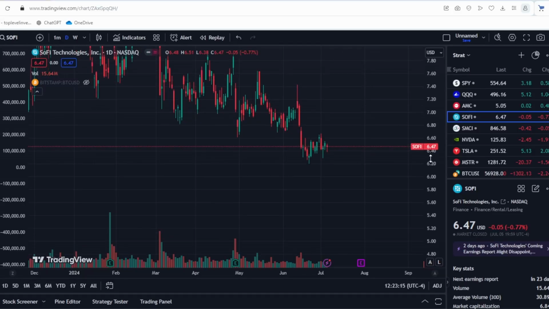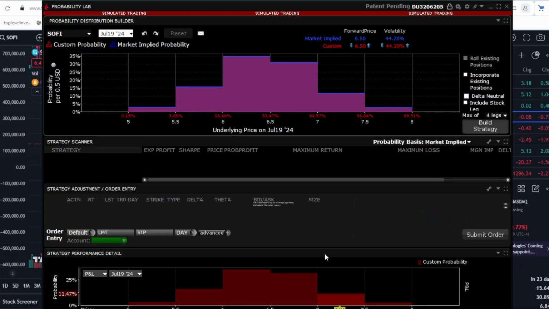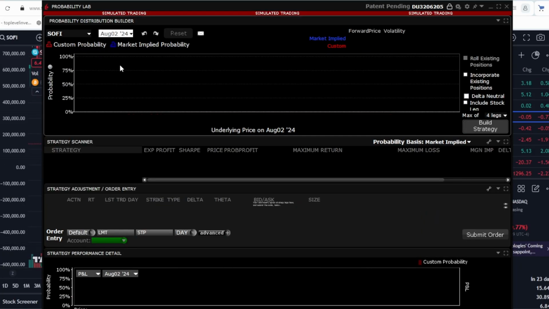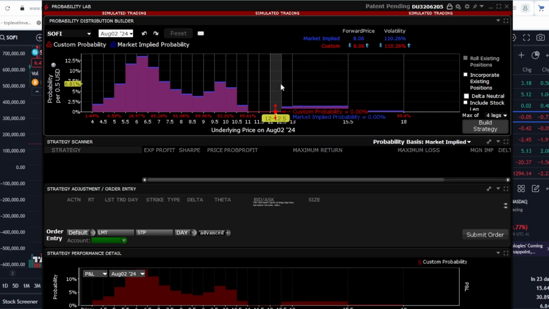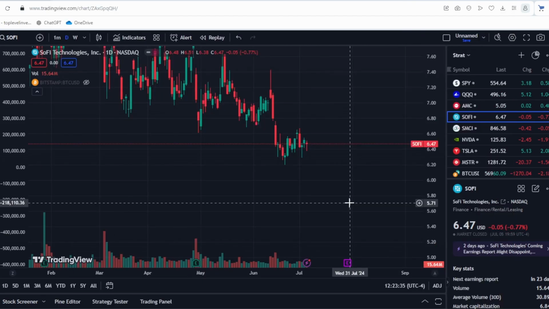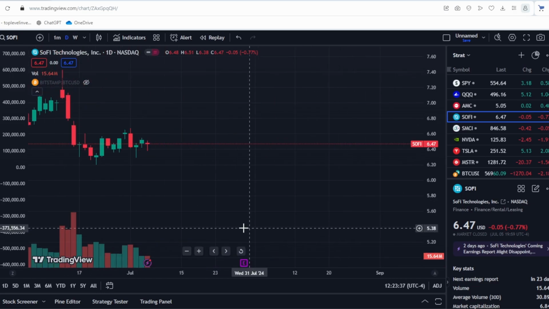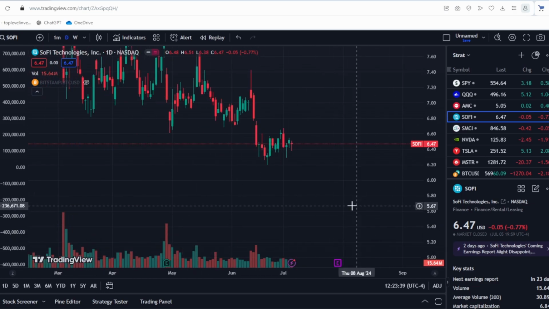Let's analyze SOFI stocks. There is an anomaly in the options market, meaning the derivatives market predicts that the price could sharply increase to $13 to $15 after August. Remember, we have a report at the end of July, which means this market forecast takes that report into account.